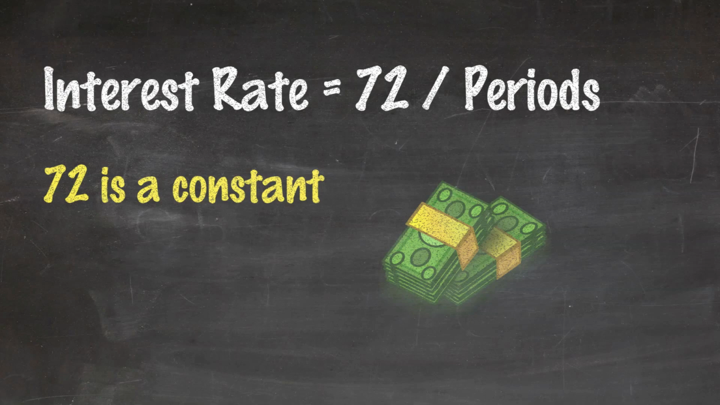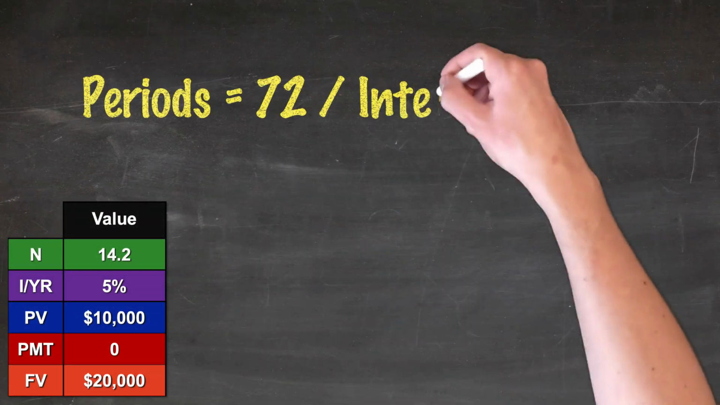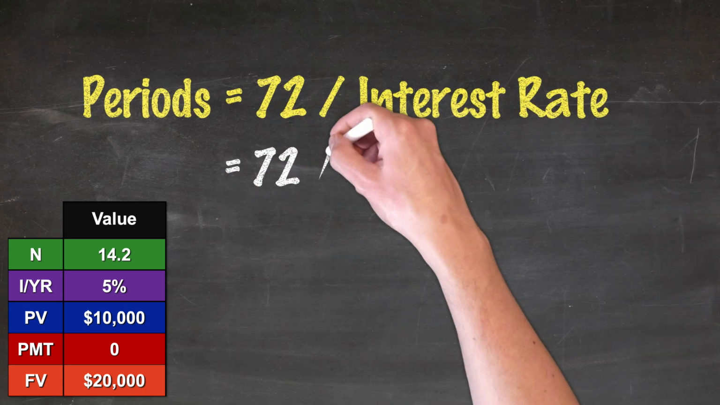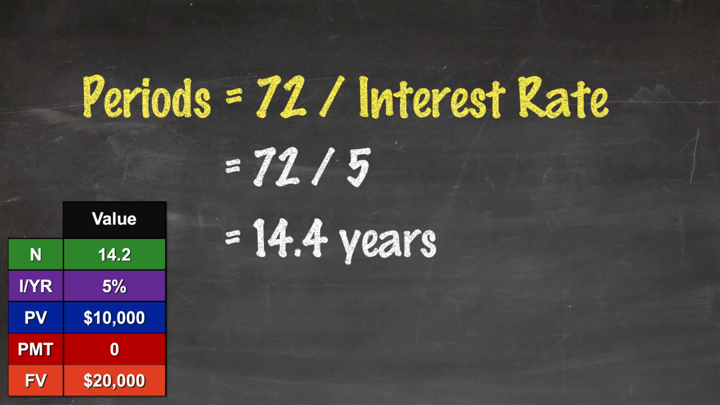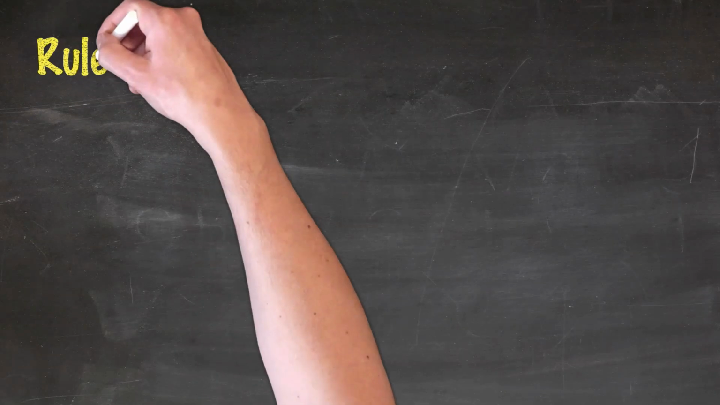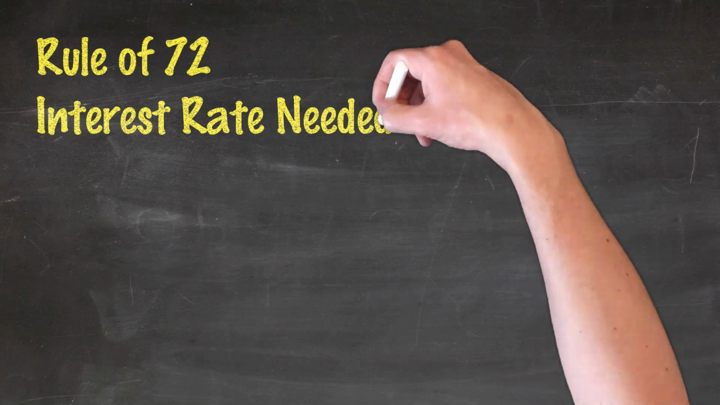And so we can see it applied here. In the example we just saw, we would take a 5% interest rate. You would take 72 divided by 5, and you will get 14.4 years. Pretty close to 14.2.